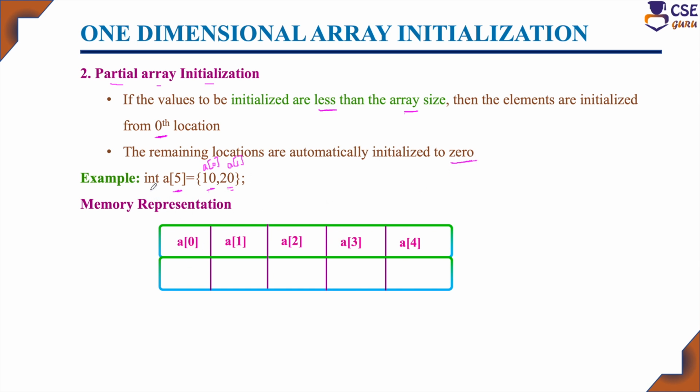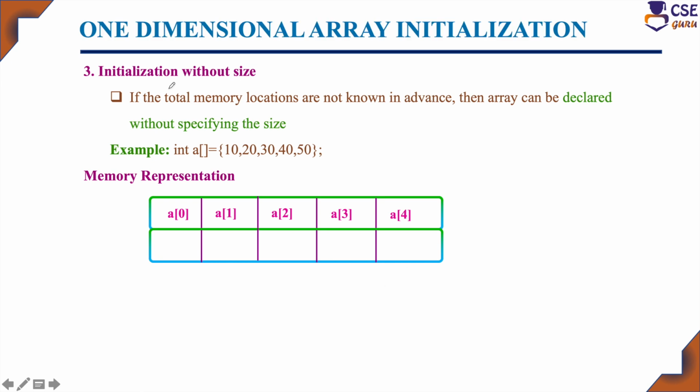Okay. So, for example, int A of 5 equal to, within curly brackets, you have specified 10, 20. So, the first value will be assigned to the first subscript of the array, that is A of 0th location. The second value will be assigned to the second subscript of the array. So, at A of 1 location, value 20 will be assigned. Remaining 3 memory locations are there. In the same array, there are 3 remaining locations which we have not initialized with any value. So, what will happen to these memory locations? Automatically, they will be initialized to 0. So, this is called partial array initialization.